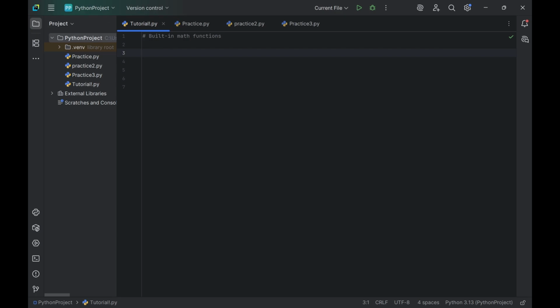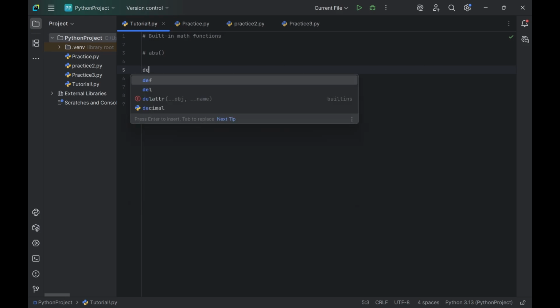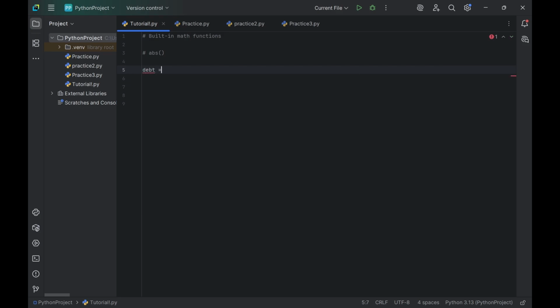So the first built-in math function that we're going to go with is abs, which means absolute value. So it's ABS. That's the absolute value function. Let's say you owe a friend -$10, meaning you owe a friend $10. Kind of awkward. So I will make a variable called debt and keep that equal to -10.